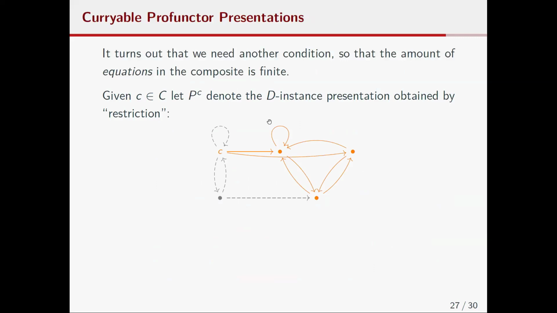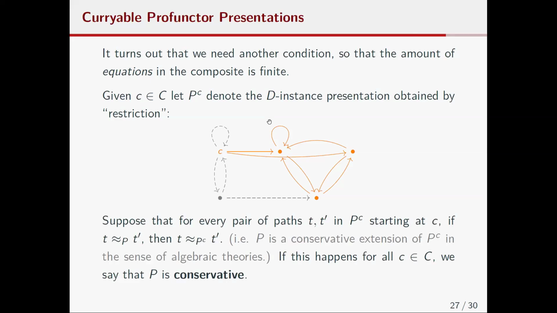And to do this, we look at this little definition, which is that starting from an uncurried presentation, we can look at instances inside. So we pick one of the objects in the domain and forget about everything else in the domain. This is a kind of restriction. We call it that way. And suppose that for every pair of paths that start in this C that we chose, if these are provably equal in the larger context, then they are already provably equal inside this instance, using all the equations here.